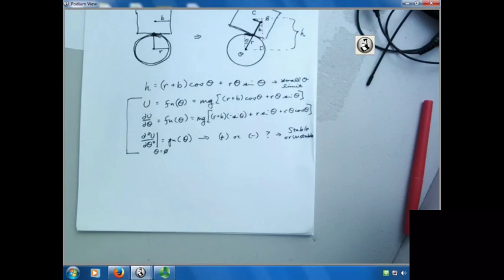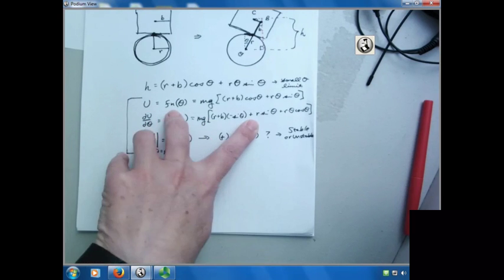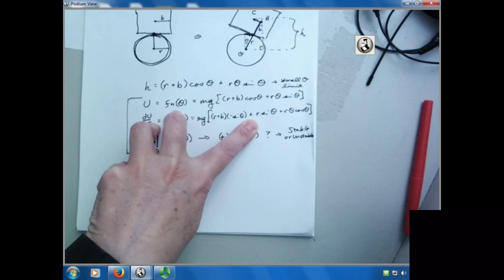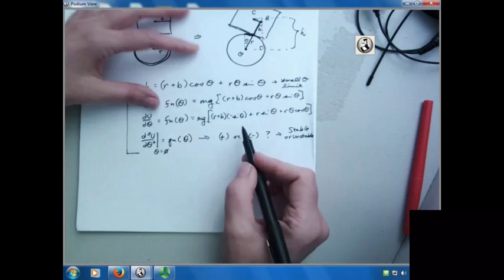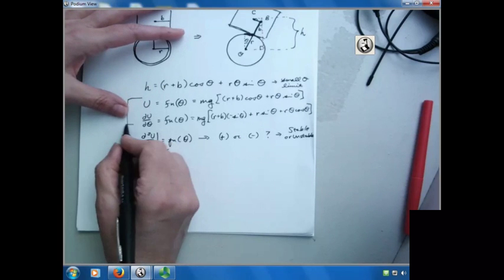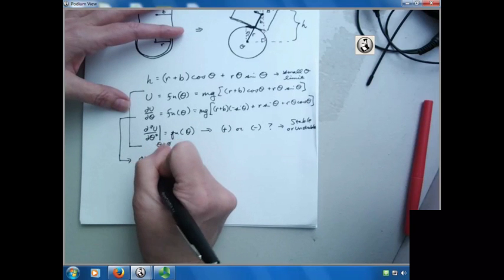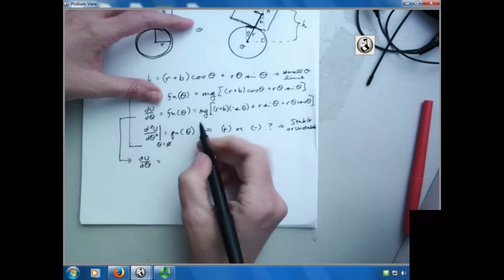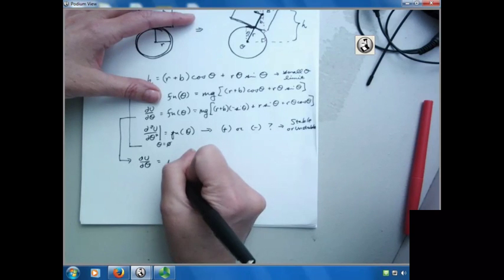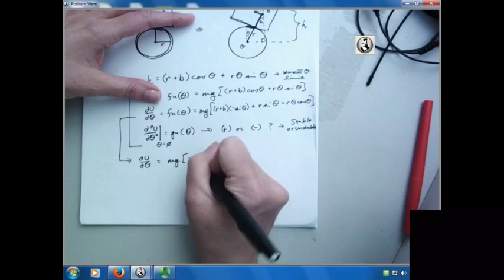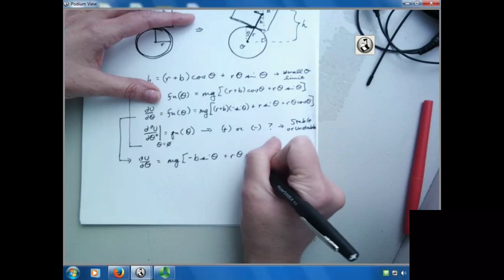Let me check with my notes, make sure I'm okay with that expression. R plus b minus sine, plus that. Okay, I think everything's okay there. All right, so from this line, I'm going to do a little bit of simplification. Du d theta is equal to negative r sine theta plus r sine theta, so those two will cancel, so I will get mg times negative b sine theta plus r theta cosine theta.